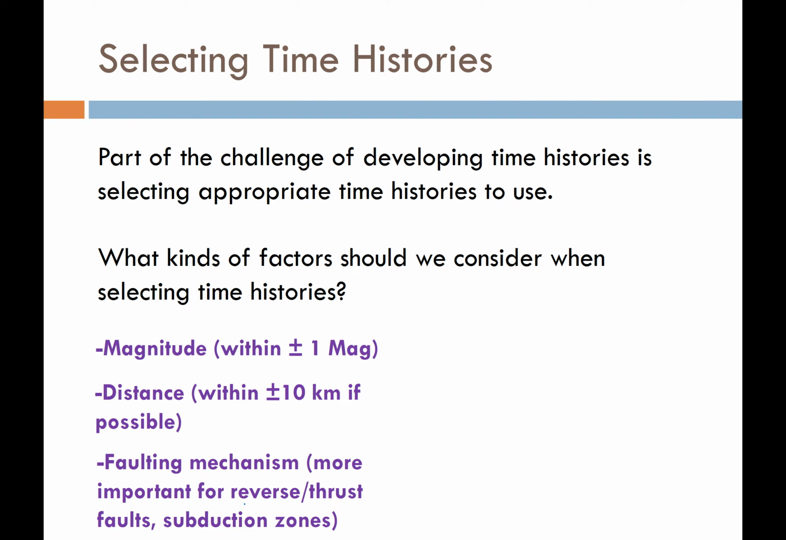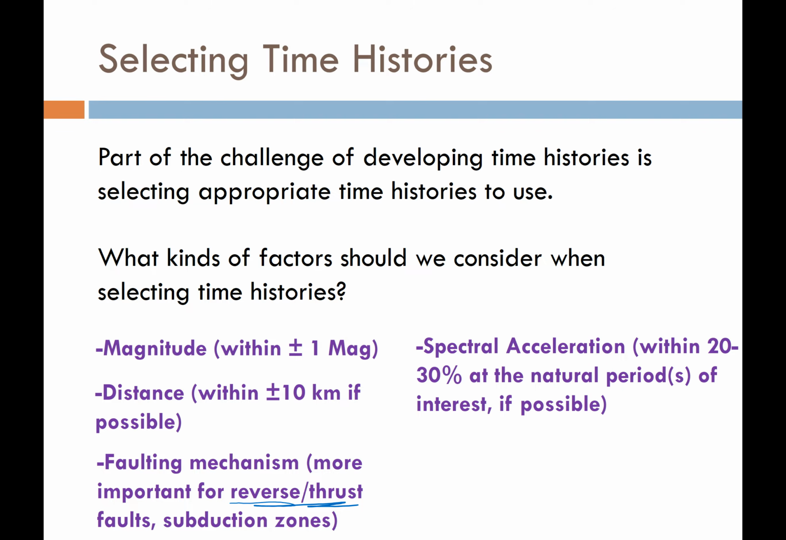If I'm dealing with reverse or thrust faults, I think it's a little more important, and certainly subduction zone faults, though the NGA database does not have any subduction zone time histories in it. If I was designing for a subduction zone event, I would want to select time histories from a subduction zone source because subduction zones have much longer durations than crustal faulting events. We would like the spectral acceleration at our target natural period to be within about 20 to 30%.